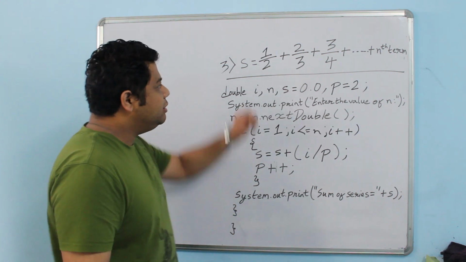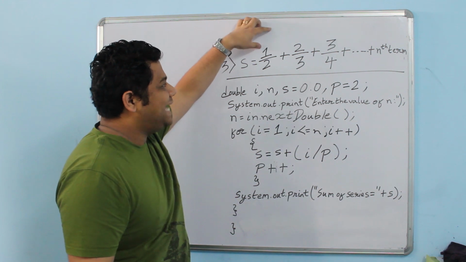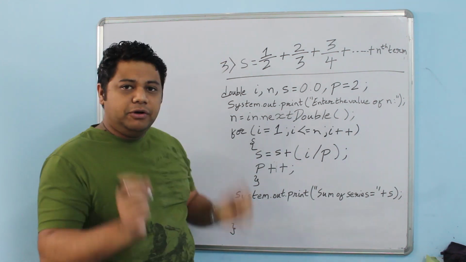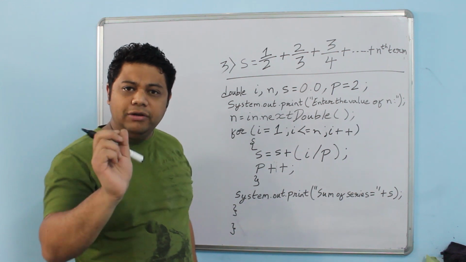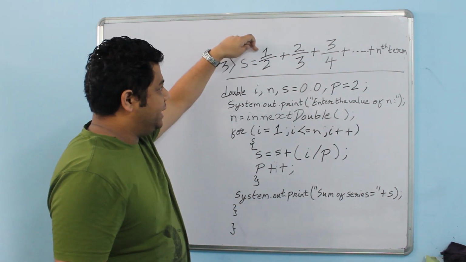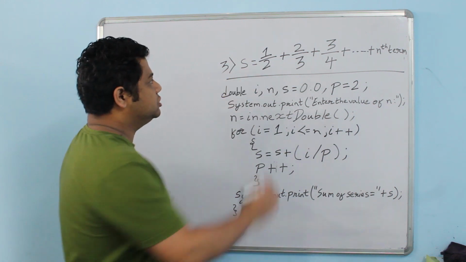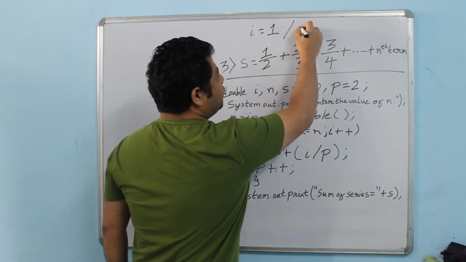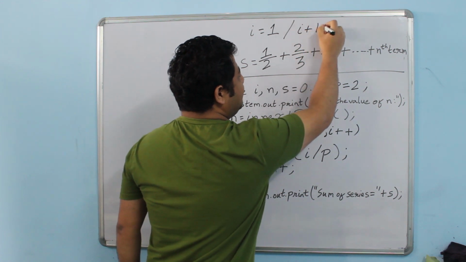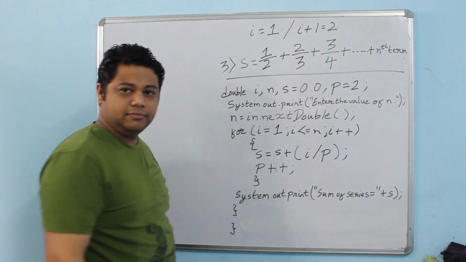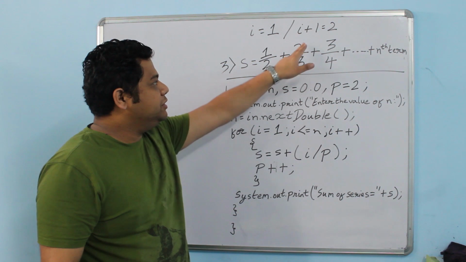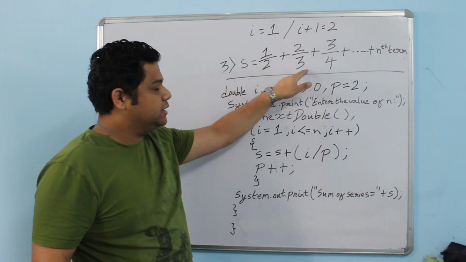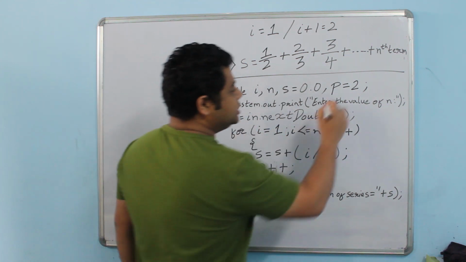Let's have a look. If we look at the numerator, we know it's I. The denominator in terms of I, if you want to write the denominator in terms of I, how will you write it? Now if I is 1, how will I become 2? So suppose I equals to 1. So what will be the value of I plus 1? I plus 1 will be 2. Similarly, if the value of I is 2, then I plus 1 is how much? 3.